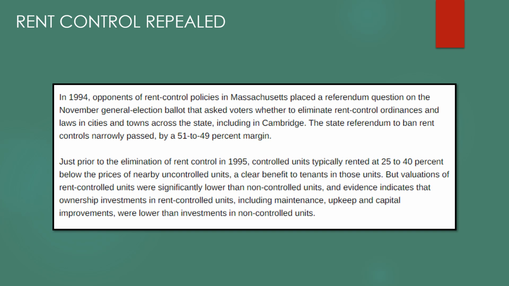So just prior to the elimination of rent control in 1995, controlled units typically rented at 25 to 40% below the prices of nearby uncontrolled units, which was a clear benefit to tenants in those units. They were being charged less rent. But valuations of rent-controlled units, the value of the buildings themselves, were significantly lower than non-controlled units. And the evidence indicates that ownership investments in those rent-controlled units, which include the maintenance, the upkeep, and the capital improvements, were lower than the investments in those non-controlled units. So landlords were putting less money into their buildings on those buildings that were rent-controlled.